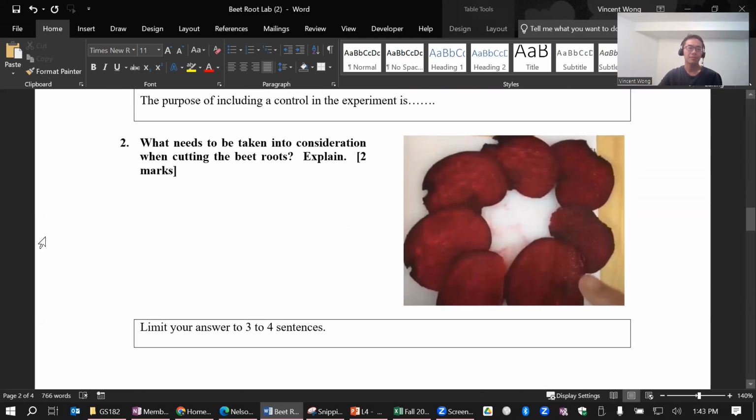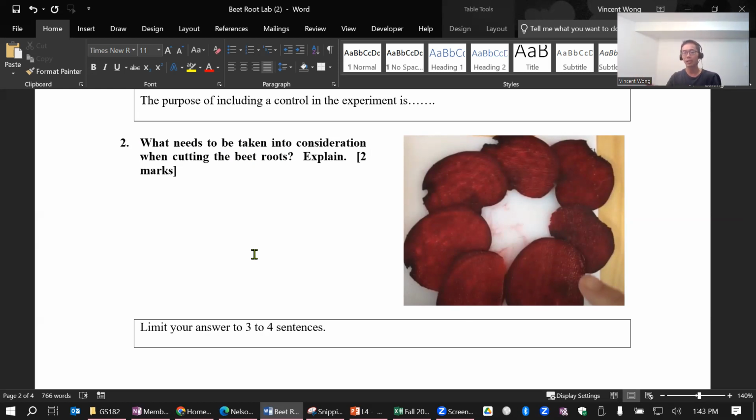All right, next one. What needs to be taken into consideration when cutting the beetroots? This is another one where I don't know if it's the way I phrased the question or if people are misinterpreting it. I am not asking about being careful not to cut your fingers. Those are safety precautions. When I ask what needs to be taken into consideration when cutting, I mean how you are cutting the beetroot.